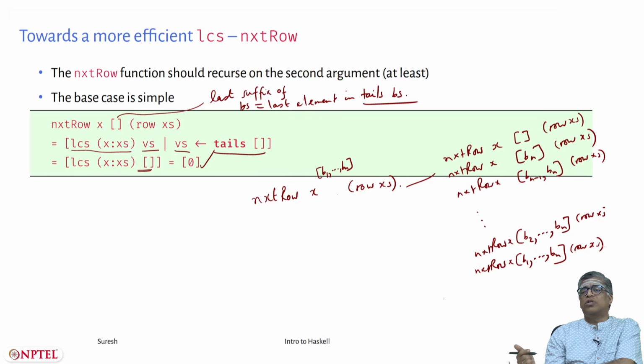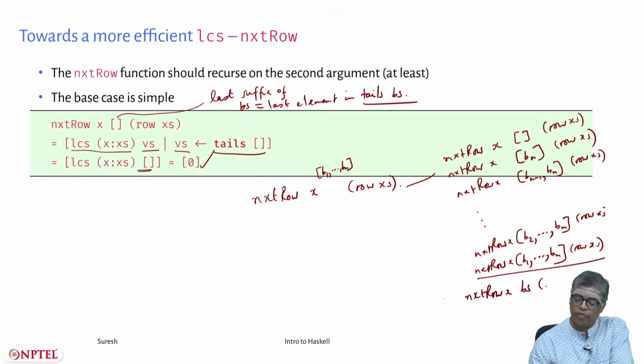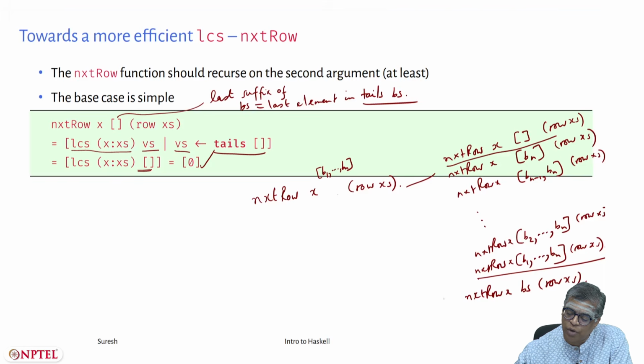Okay, I will compute this in order, and at the end I will have next row of x of B's of row x's. Okay, this is the kind of recursion I will do, and the first value is clear. This is next row of x and the empty list, row of x's is nothing but the empty list. Okay, sorry, 0, because that is the length.